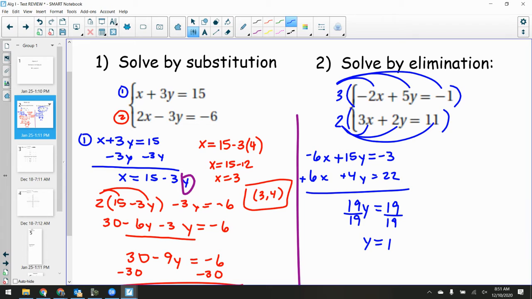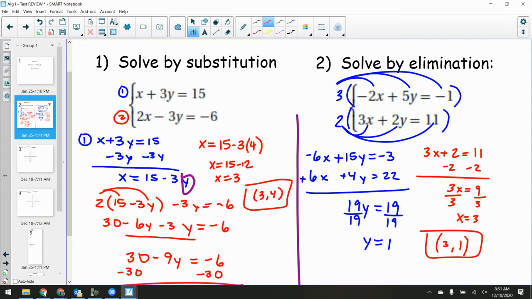I plug it back in. You want to go bottom? Let's go bottom. 3x plus 2 times 1, but 2 times 1 is just 2, so we'll just put it over 2. We subtract the 2 over to the other side. We divide by 3. Okay, questions about that?